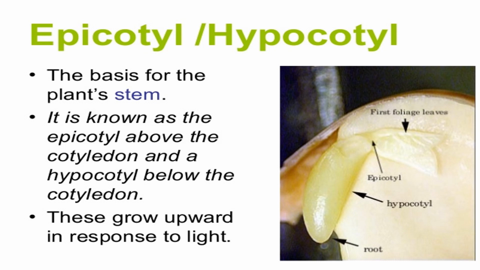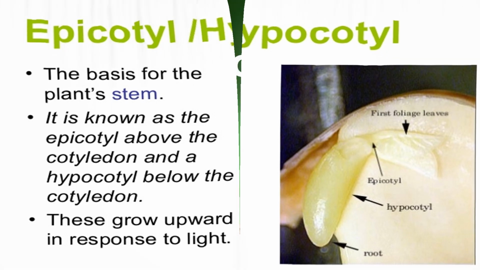Epicotyl and hypocotyl are also the basis for the plant stem. The portion above the cotyledon is called the epicotyl, and the portion below the cotyledon is called the hypocotyl. Epi means above, hypo means below, and coty means cotyledon. So the portion of the stem which is above the cotyledon is the epicotyl, and the portion of the stem which is below the cotyledon is the hypocotyl.